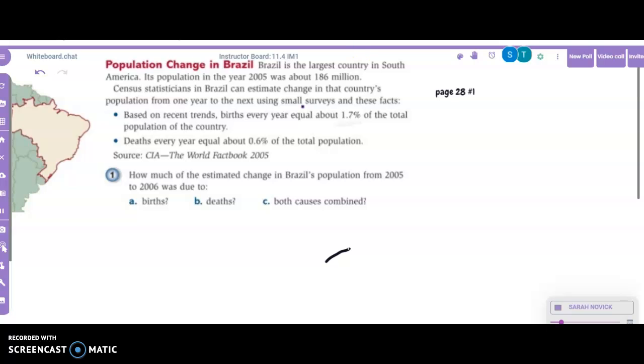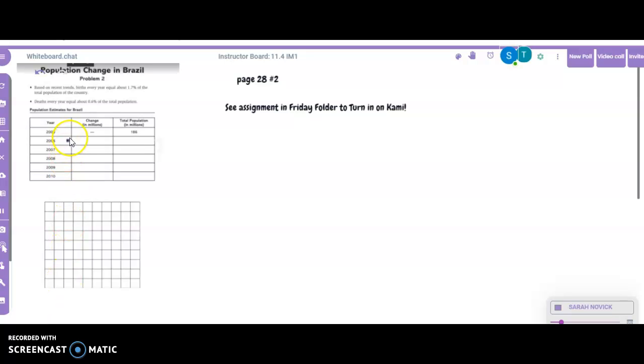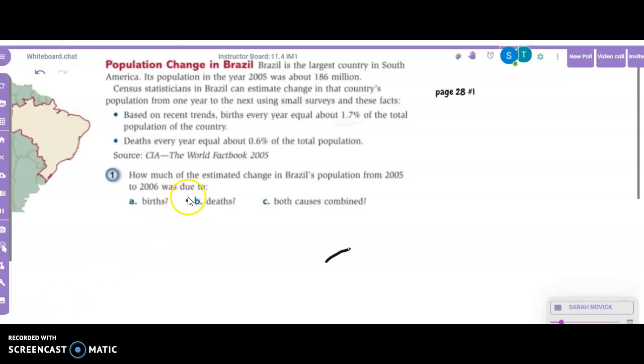Good morning, good afternoon. So for today, we're going to be looking at completing a chart assignment that looks something like this, right? It's going to be in your Friday folder, but to get ready for it, we're going to be looking at the population change in Brazil. So let me just read through this. This is page 28, problem number 1.